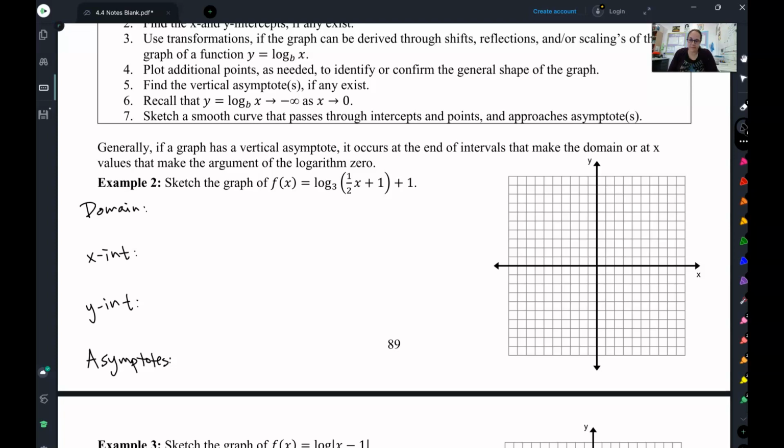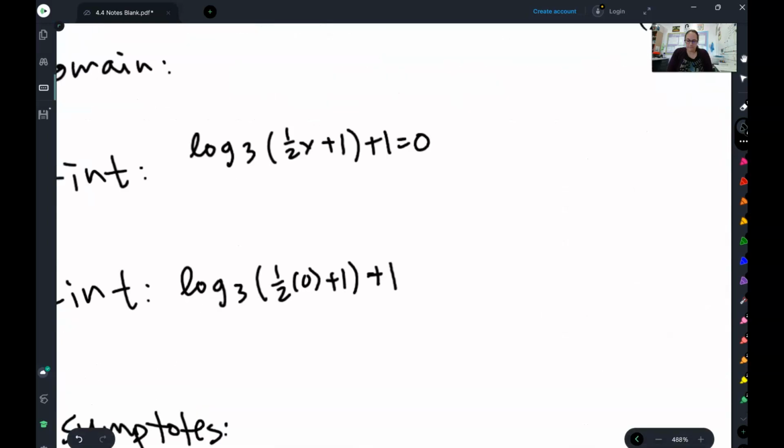Let's talk about graphing. When we're graphing, we're going to start with the same 4 things that we started with in the last lesson when we were graphing exponentials: domain, x-intercept, y-intercept, and asymptotes. The x-intercept and y-intercept will be exactly the same as last lesson. For the x-intercept, you set the equation equal to 0, and for the y-intercept, you plug 0 in. So let's figure those out real fast.